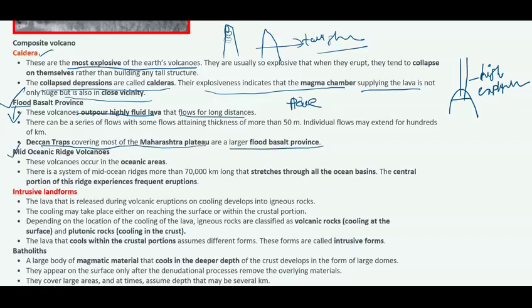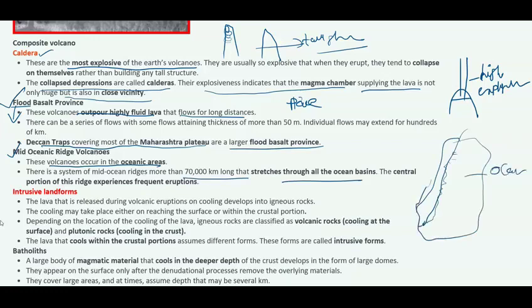Next, mid-oceanic ridge volcanoes. That means the volcanoes that occur in the ocean areas are called mid-oceanic ridge volcanoes. The mid-ocean ridge is more than 70,000 kilometers long and stretches through all the ocean basins, just like this. This is a ridge. Let us assume this is the ocean. In between there is a ridge, almost 70,000 kilometers spread across.